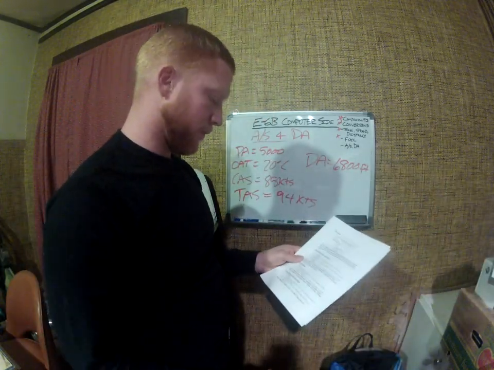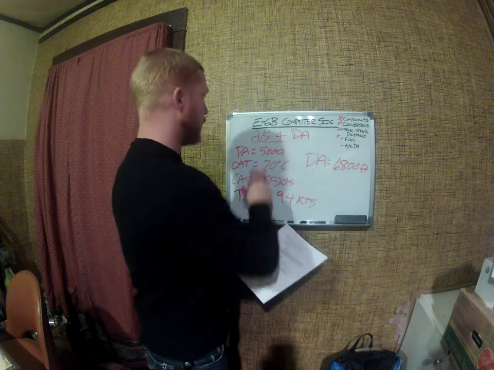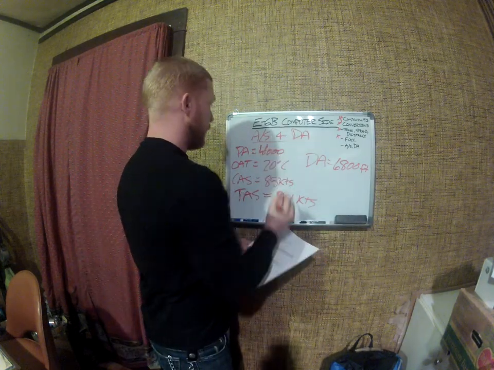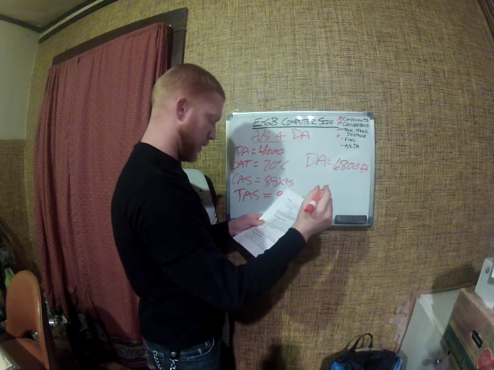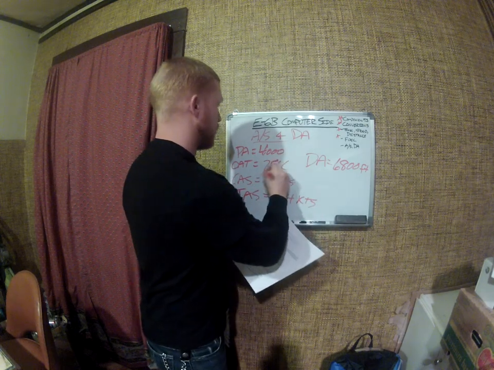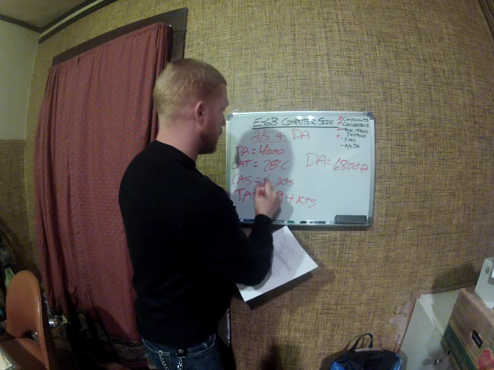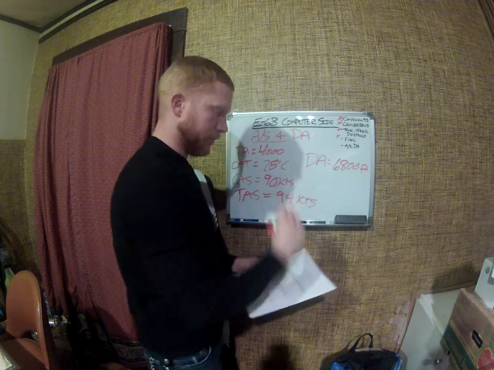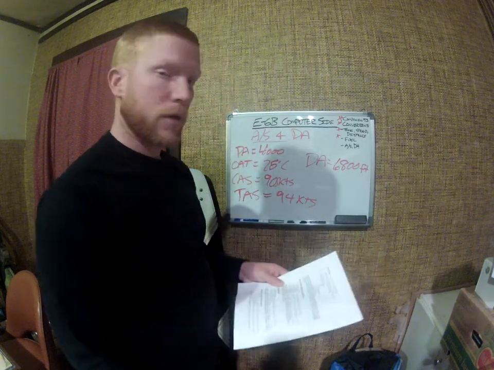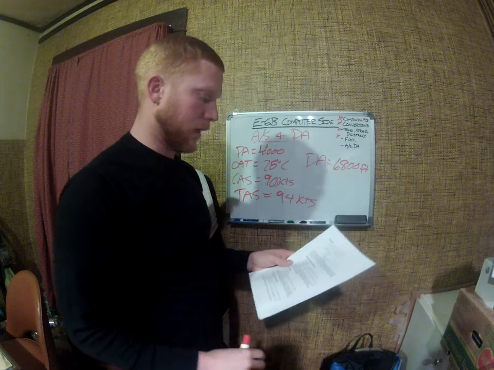Then basically, a review for that is compute for 4,000 foot DA, 25, and calibrated airspeed of 90. Give me your true airspeed and your density altitude.